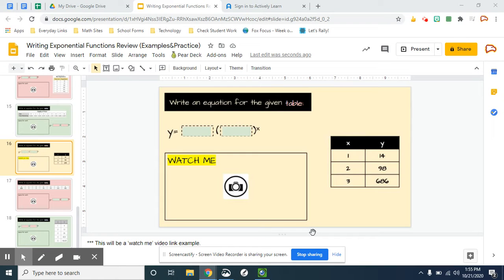Write an equation for the given table. So this one is different than the one we have previously done. Before, the first thing we could do is go, hey, I already know what A is because it gave me the Y-intercept when X was 0. This one's missing that, so there's going to be a little bit of a different process here.